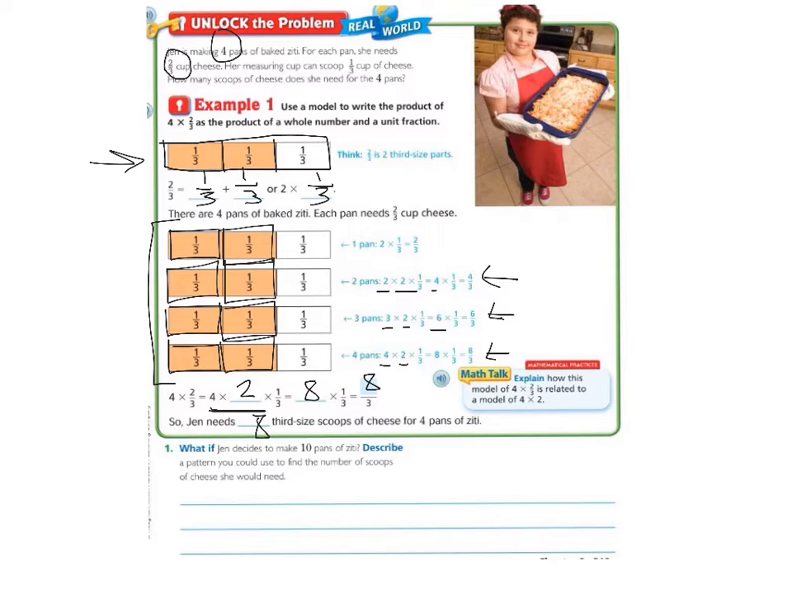Now, down on the bottom it says, what if she needed 10 pans of ziti instead of 4 pans of ziti? Wow, that is a lot of pans of ziti. So she would need 10 pans times 2/3 in each pan. So 10 times 2 times 1/3. So that would look like 20 times 1/3, which would give me 20 thirds. Oh man, that is a lot of cups of cheese.